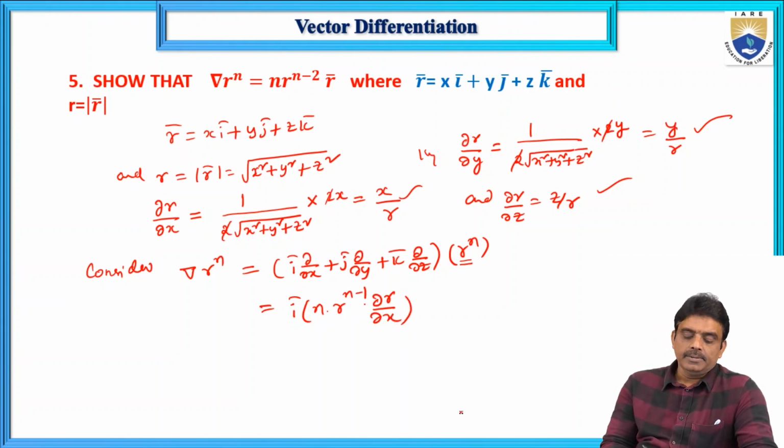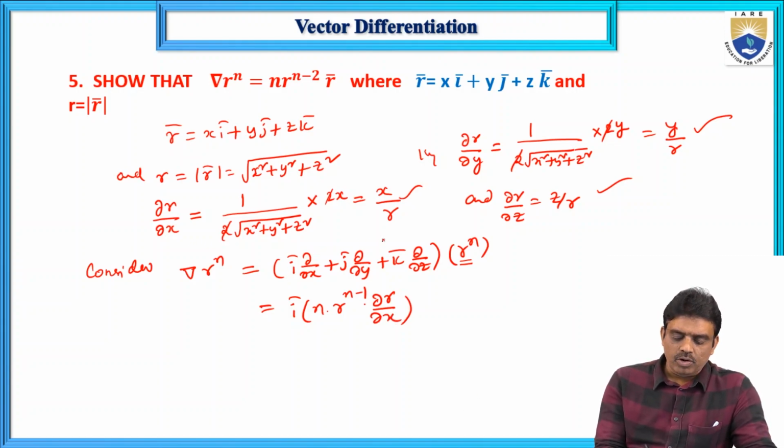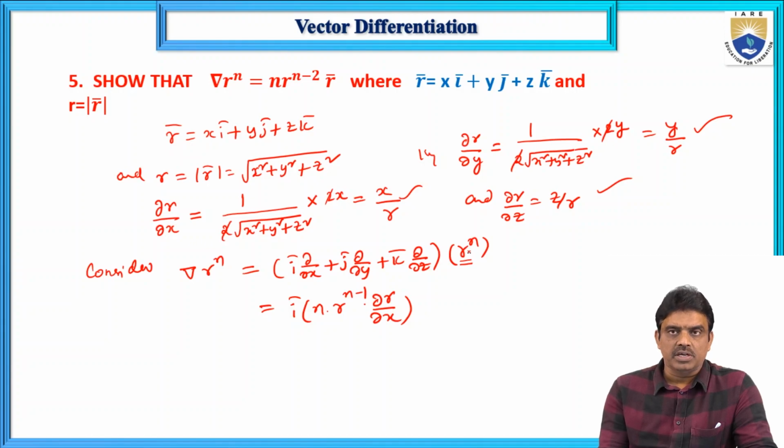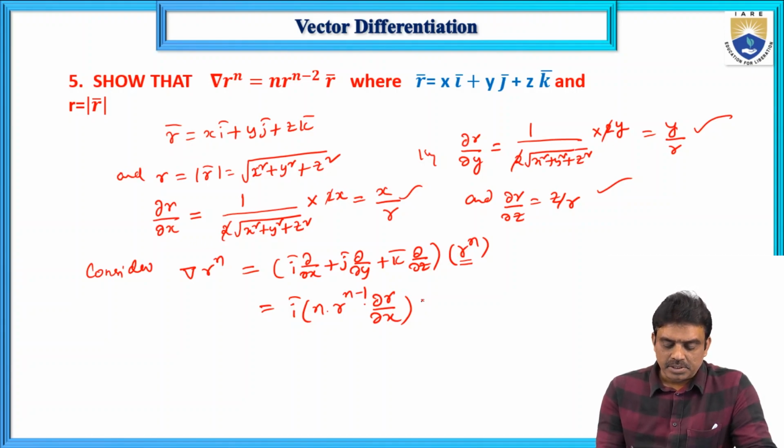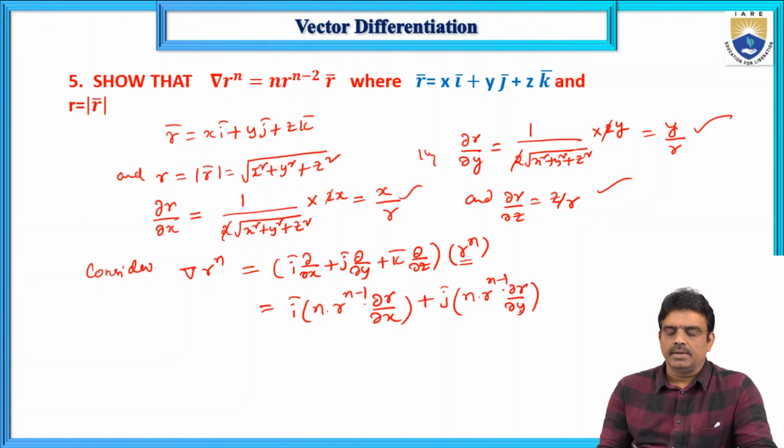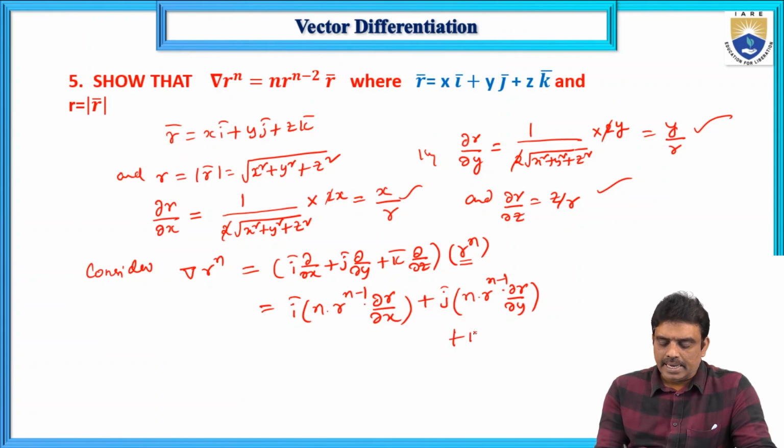See this clearly. I bar dou by dou x of r power n is n into r power n minus 1 into dou r by dou x, because r is a function of x, y and z terms, plus j bar into dou by dou y of the same thing, n into r power n minus 1 into dou r by dou y, that is the second term, plus k bar into dou by dou z of this one, n into r power n minus 1 into dou r by dou z.